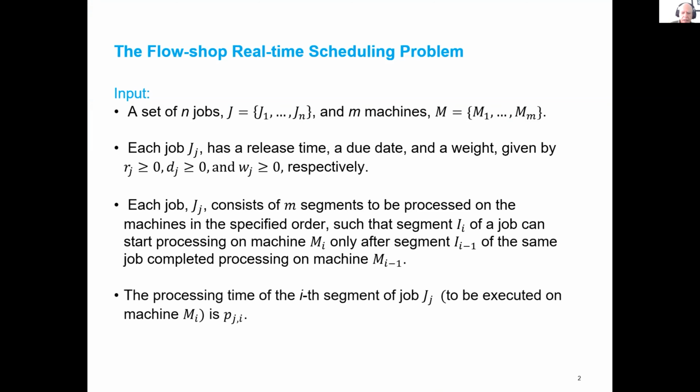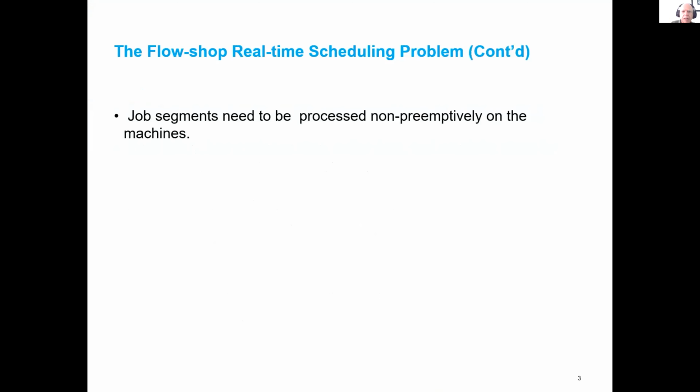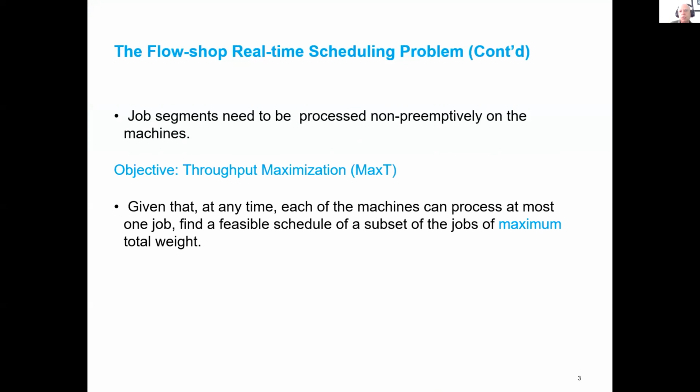And well, we denote the processing time of the ith segment by PJI. Now, we are assuming that this is non-preemptive. So when we start a segment on a machine, we cannot preempt this segment to schedule another job. And of course, we cannot execute more than one job on a machine at a time.